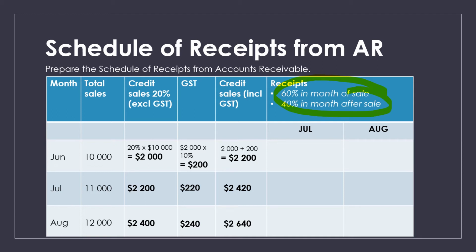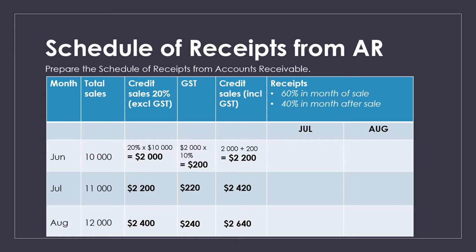Note, however, we are only calculating the receipts for July and August, and this is because these are the months that we are preparing the budgets for. Let us start by looking at the credit sales in June. Because July comes after June, we know that 40% of the credit sales made in June will be received in July, which is the month after sale.